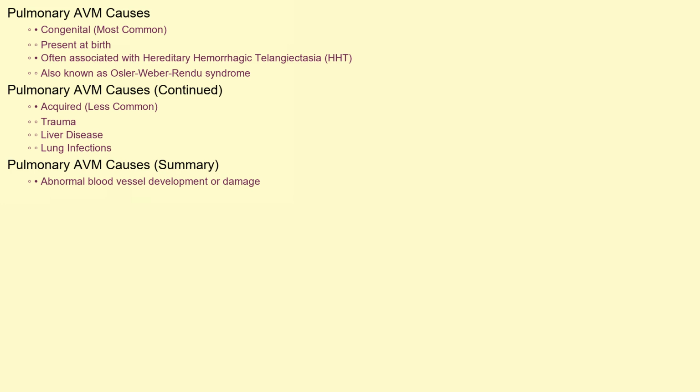What causes a pulmonary AVM? Well, in most cases, pulmonary AVMs are congenital, meaning a person is born with it. They often occur in individuals with a genetic condition called hereditary hemorrhagic telangiectasia, or HHT, also known as Osler-Weber-Rendu syndrome. However, pulmonary AVMs can also be acquired, although this is less common. Acquired causes might include trauma, liver disease, or even certain lung infections, so the root cause can vary, but it primarily involves abnormal blood vessel development or damage.